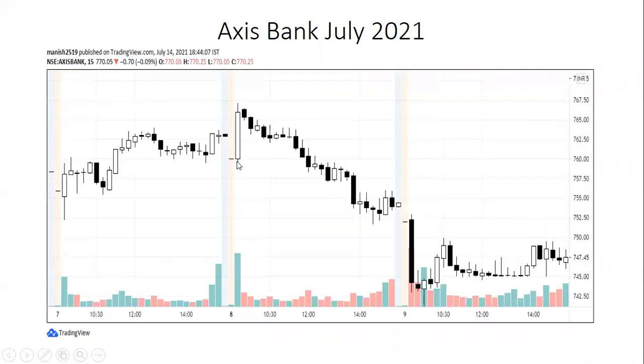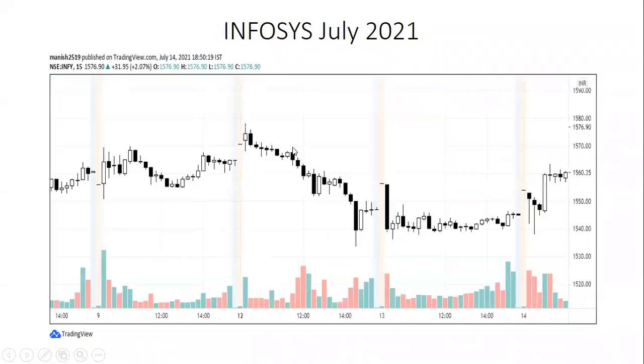Axis Bank, you can note down here, 8th July. A big bullish candle with high volume activity. This was the master candle. Now, many traders might have got trapped in this candle only, because you can see a complete reversal from the second candle. Infosys, you can check here. This was the master candle and the counter was one-sided on this day.